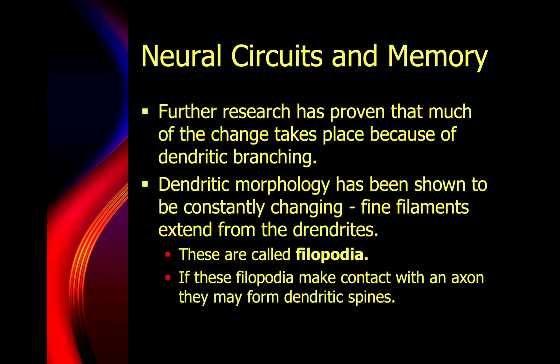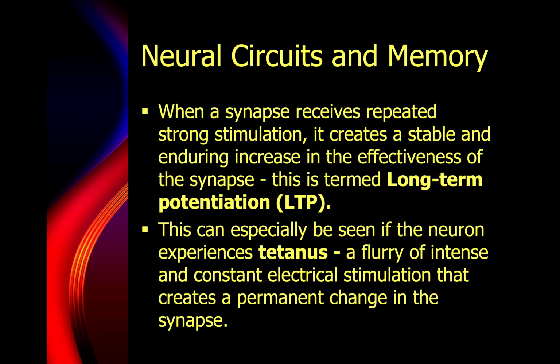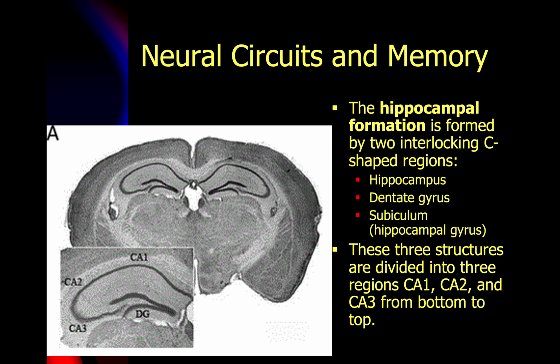Dendritic morphology has been shown to be constantly changing. Fine filaments extend from the dendrites. These are called filopodia. If these filopodia make contact with an axon, they may form dendritic spines. When a synapse receives repeated strong stimulation, it creates a stable and enduring increase in the effectiveness of the synapse. This is termed long-term potentiation. This can especially be seen if the neuron experiences tetanus, a flurry of intense and constant electrical stimulation that creates a permanent change in the synapse.